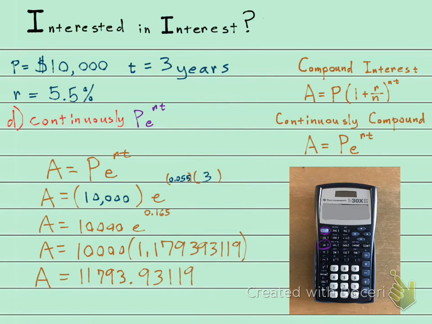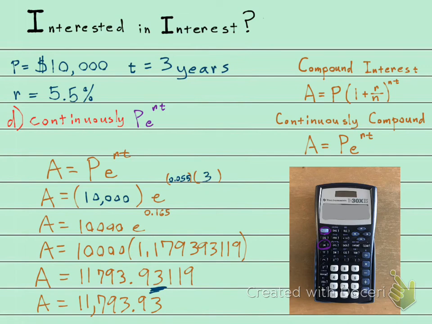Let's round to put our answer in the right format. We're looking at the cents. This 3 is going to stay the same. 1 is not big enough to make it go up to 4. So the amount that I make is $11,793.93. Okay, after 3 years, I made $1,793.93 just for investing my money.